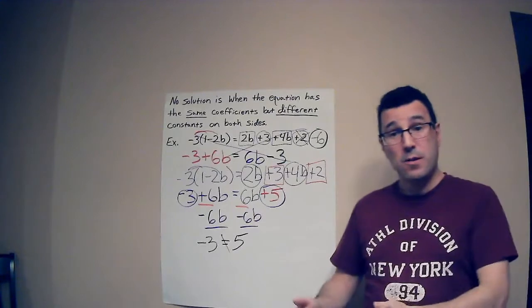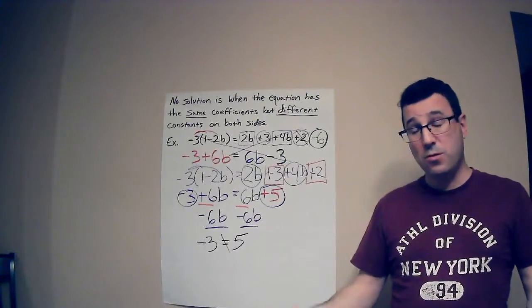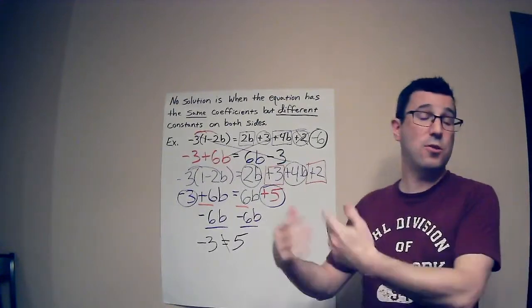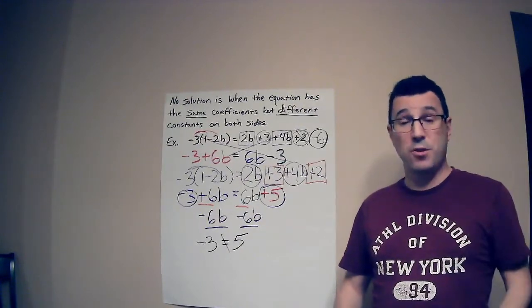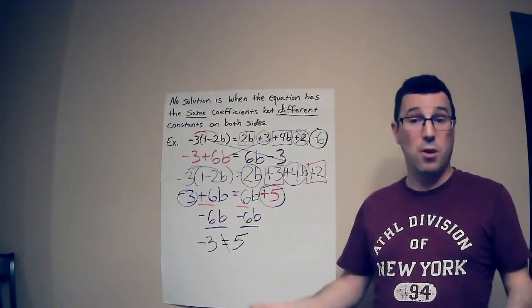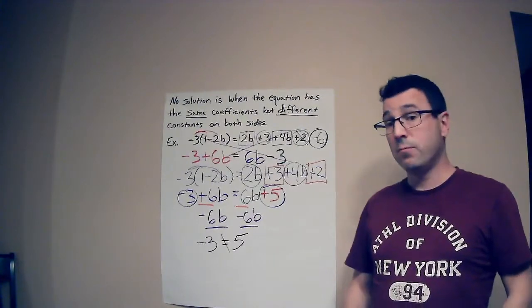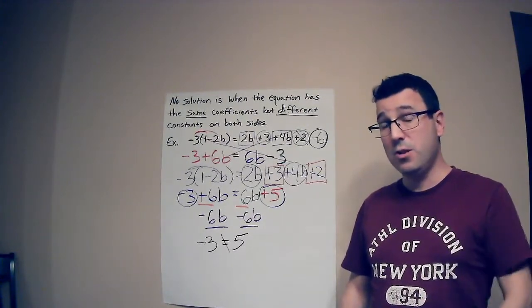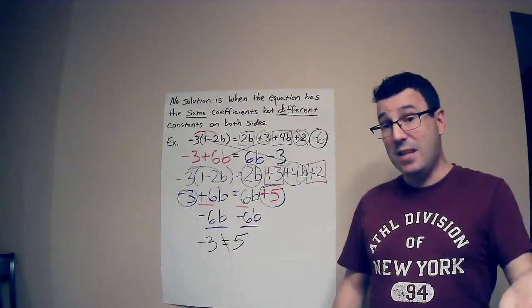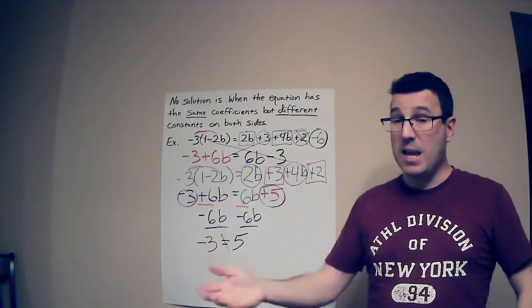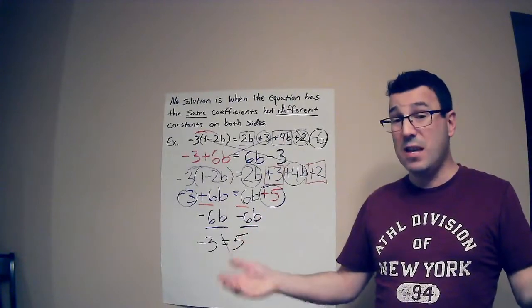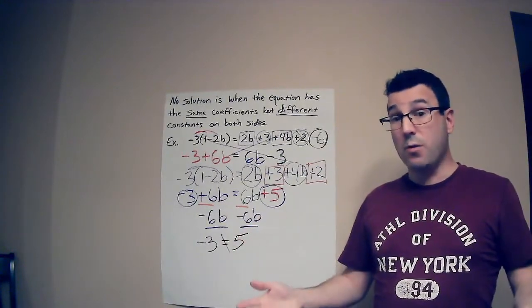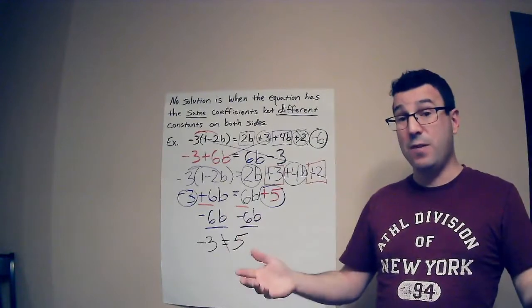So that's how we do one solution, infinite solutions, no solution. One solution, our coefficients are going to be different. We can solve for whatever the variable is. Infinite solutions, we're going to have the same coefficient, the same constant. We have the same thing on both sides of the equal sign. It's always going to be true. Infinite solutions.